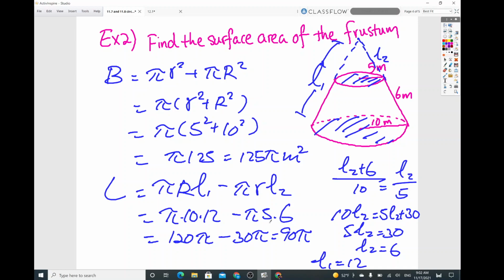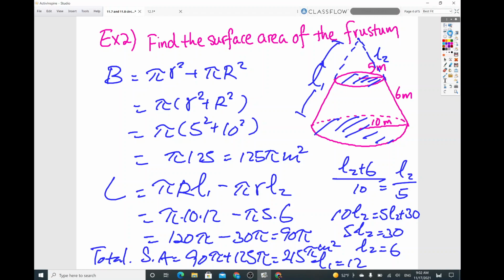Okay, so we got the area of those bases, and we got the lateral area of the lantern, so we just combine them together. So the total area, or the surface area, is 90 pi plus 125 pi. Combine them, then that would be 215 pi. 5 plus 0, 5, 9 plus 2, 11, 1 plus 1, 2, so 215 pi. And the unit, square meters.